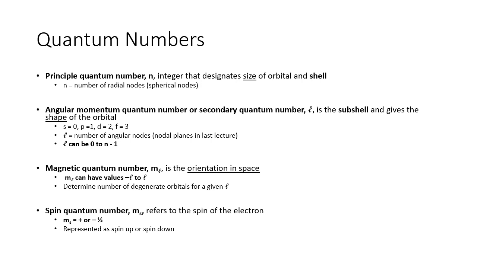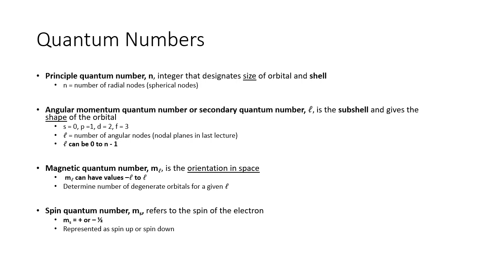Angular momentum quantum number, or secondary quantum number, cursive looking L, is the subshell, and it gives the shape of the orbital. So for this, s is equal to 0, p is equal to 1, d is equal to 2, and f is equal to 3. The secondary quantum number corresponds to the number of angular nodes, which I called nodal planes in the last lecture. Same idea. L can be 0 to n minus 1. Them's the rules.